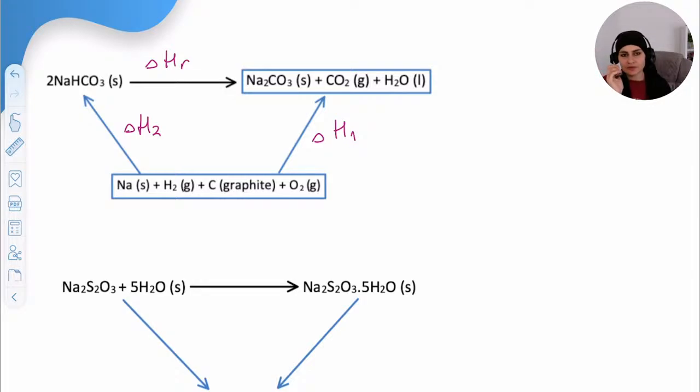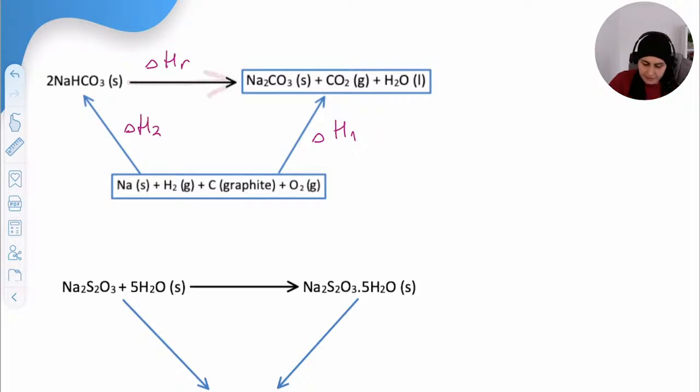But you need to know how to find delta H of reaction if you know delta H1 and delta H2. So let's see how you do it. Especially if you're HL, pay attention to that because we need it for Born-Haber cycles later. All right, so let's say we need to find the enthalpy change of this reaction.